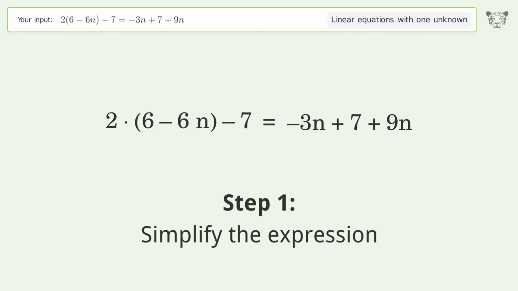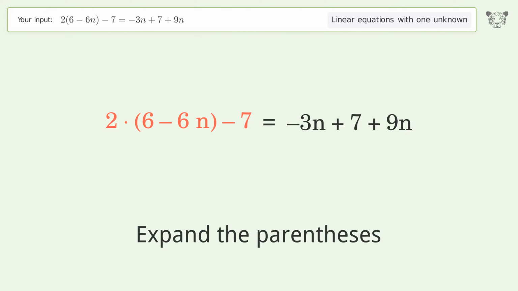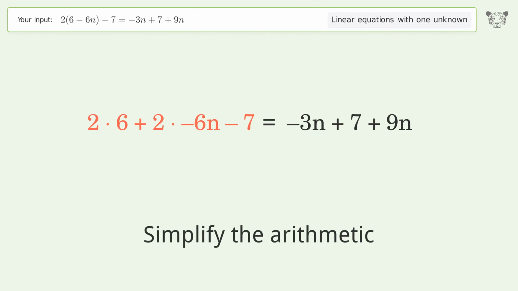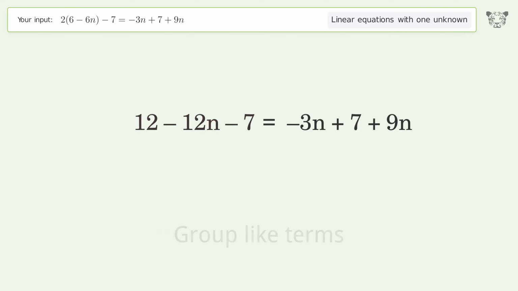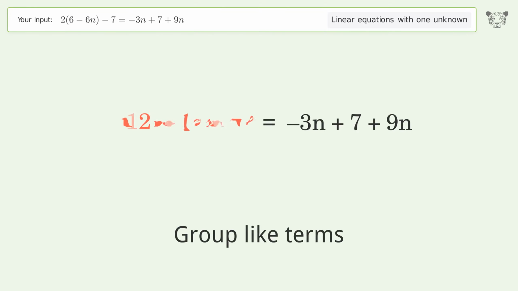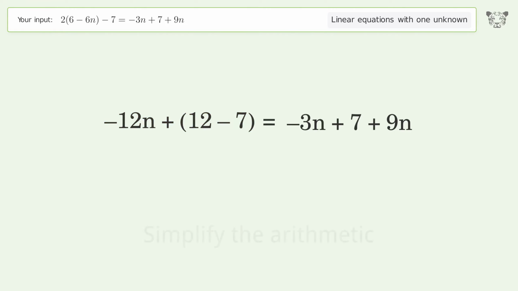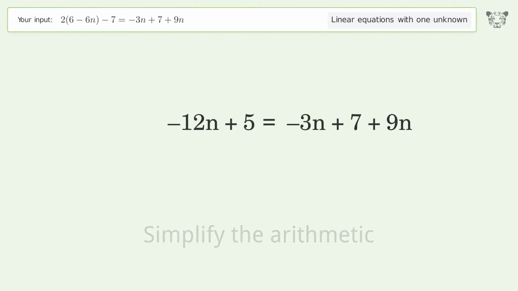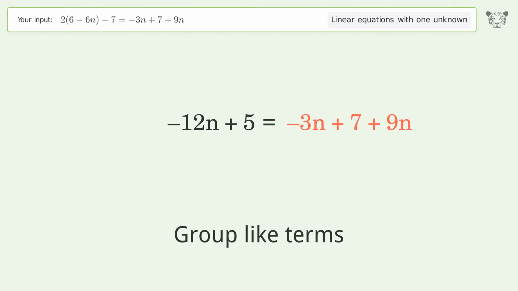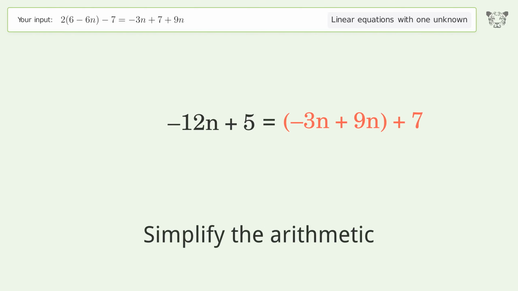Simplify the expression. Expand the parentheses. Simplify the arithmetic. Multiply the coefficients. Group like terms. Simplify the arithmetic. Group like terms. Simplify the arithmetic.